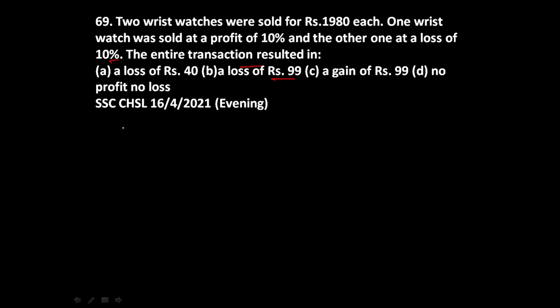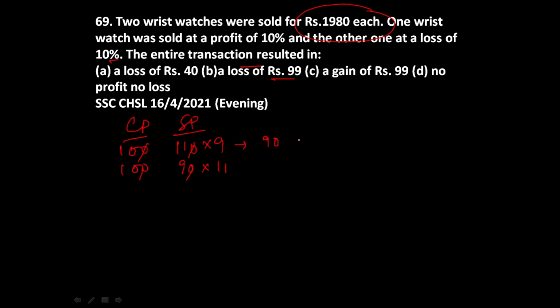First of all, we assume CP as 100 for both, and SP in the first case will be 10% profit, so 110, and in the second case 10% loss, so 90. We have to equalize it because the selling price is equal, so the 0 will be gone. It will be multiplied by 9 and by 11, so the results will be 99 and 99. So total CP is 200, total SP is 198. This is the total SP.